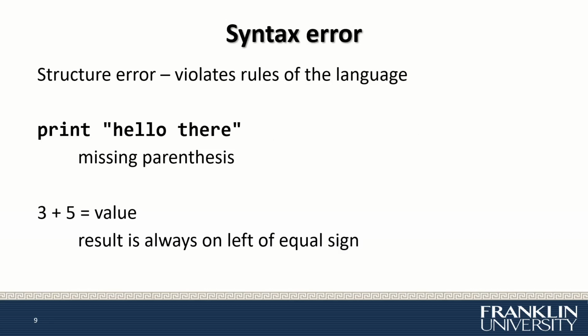Again, syntax error, you violate the rules of the language. Like print, quote, hello there, quote, you're missing parentheses. By the way, this print statement will work in Python 2, but it will not work in Python 3. Assignment statement, 3 plus 5 equal to value. You know that in an assignment statement, the left-hand side of the equal sign, which is the assignment operator, has to be a variable. The right-hand side is an expression.